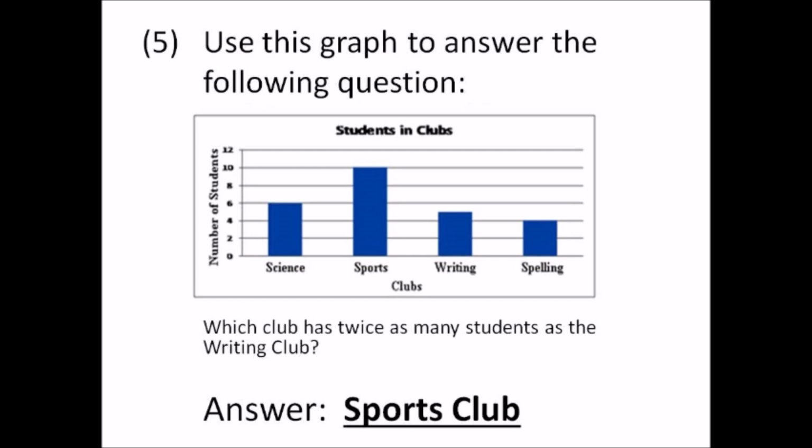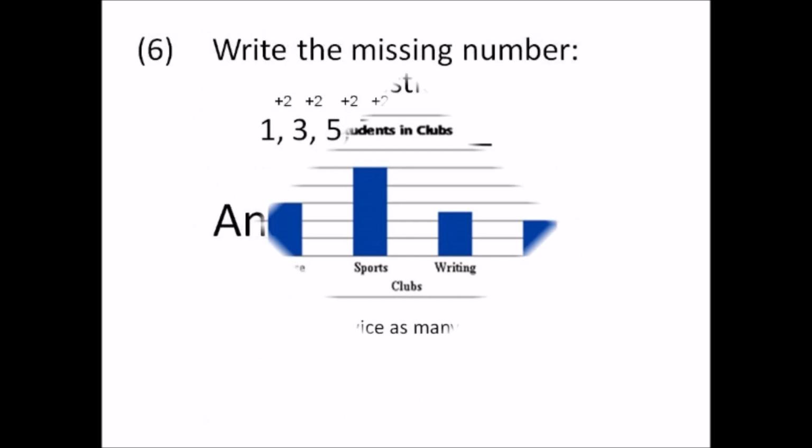What's twice the number 5? 2 times 5 is? Know your tables, 10. So the sports club has 10 students. So that's the club that has twice as many students as the writing club. Yes, some of you got it correct. Okay, excellent work, guys. I know you would have gotten that one correct. Twice as many, 2 times 5, 10.